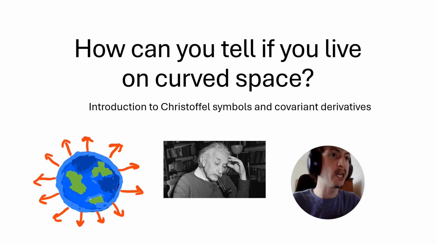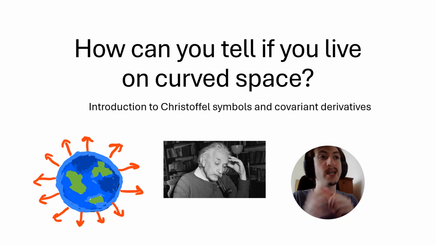So in this video we're going to have a look at how you can tell if you're living on a curved surface, like a curved globe, like the Earth. You can tell if the Earth is curved or not. And this is very important to our study of general relativity, because in general relativity we're talking about the curvature of space-time, but we are living in the curved space-time. So working out how you can tell if a surface or a manifold is curved, if you're living on the curved manifold, is very important.